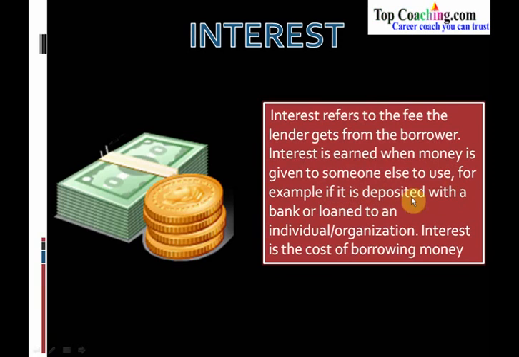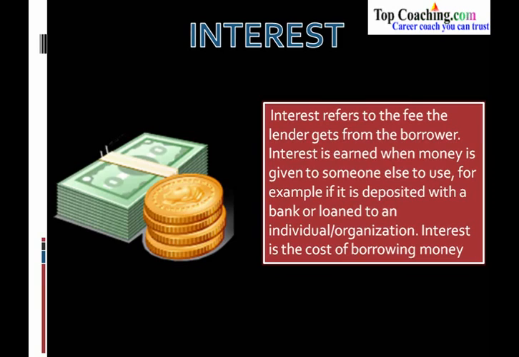For example, if it is deposited with a bank or loaned to an individual or an organization. Interest is the cost of borrowing. So what we can say is, interest is the fee that the lender gets from the borrower. Because the value of money depreciates, the borrower has to pay an extra amount to the lender, and this extra amount is known as the interest.